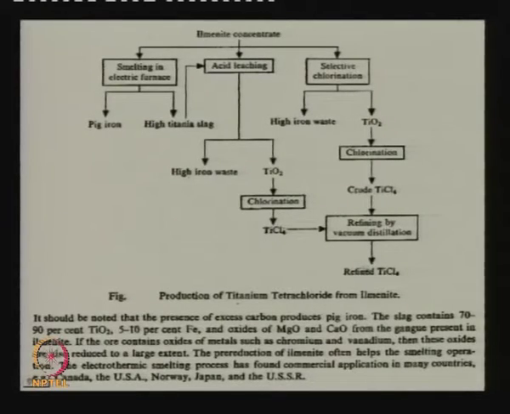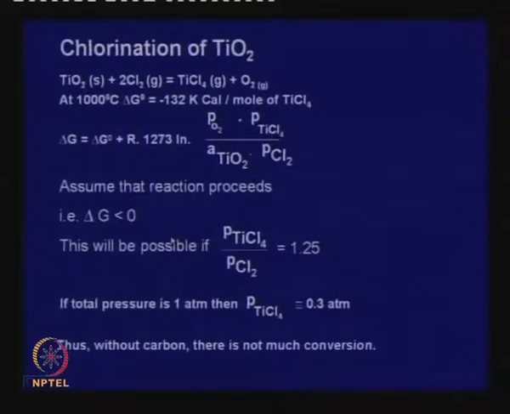But ultimately, in these two routes, the idea would be to produce a chloride, titanium tetrachloride vapor, and then from that TiCl4 vapor produce titanium either by magnesium reduction or sodium reduction.